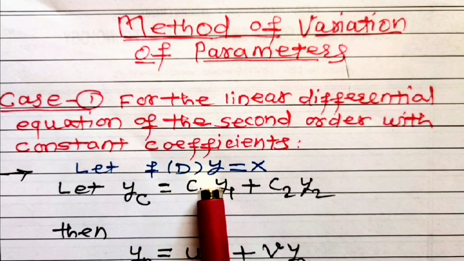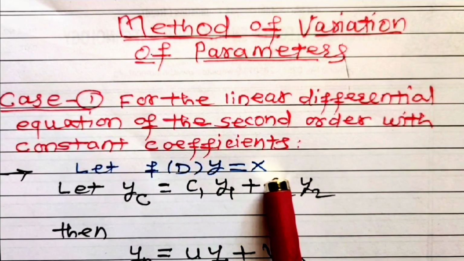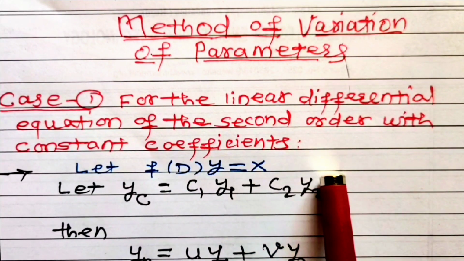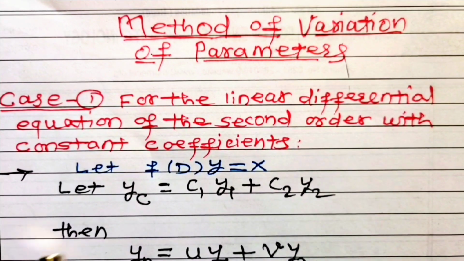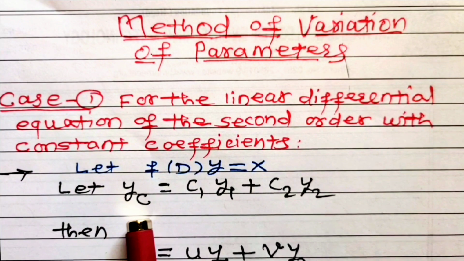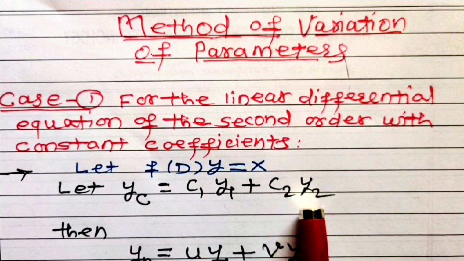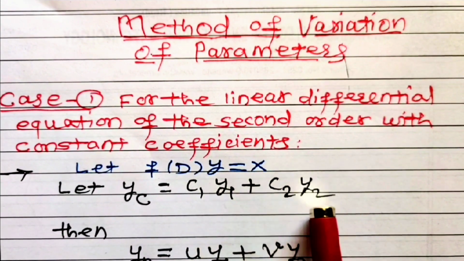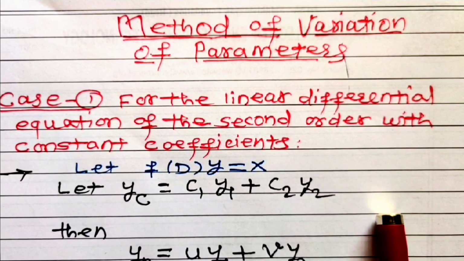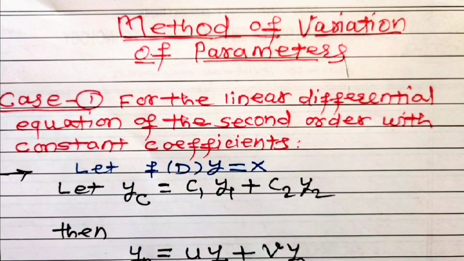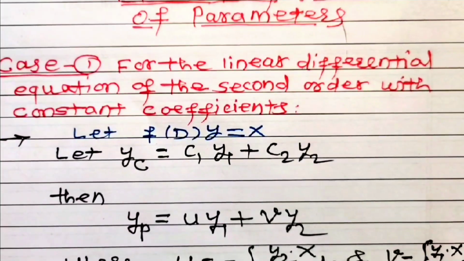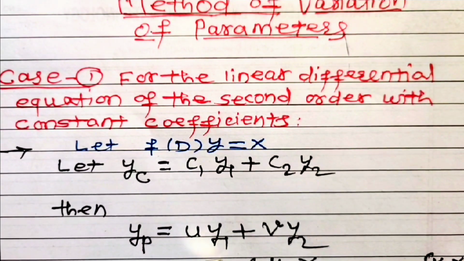Let f(D)y = X. This is the general form of higher order linear differential equations with constant coefficients. Now in step number 1, we have to find the complementary function, which is given by yc = c1 y1 + c2 y2, where y1 and y2 both are functions of x. Then the particular integral yp is given by u y1 + v y2.